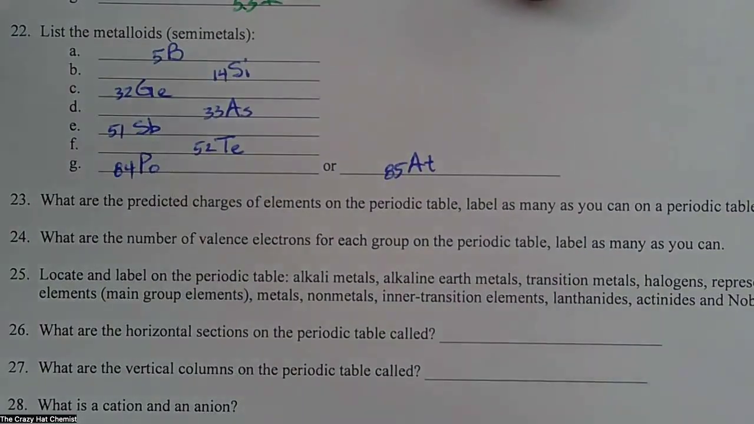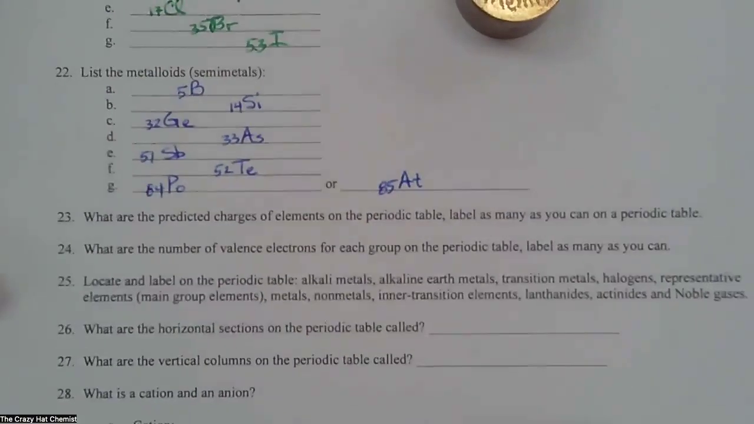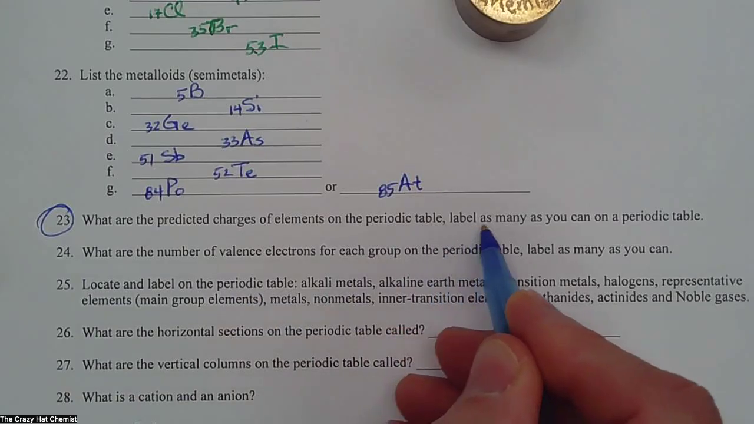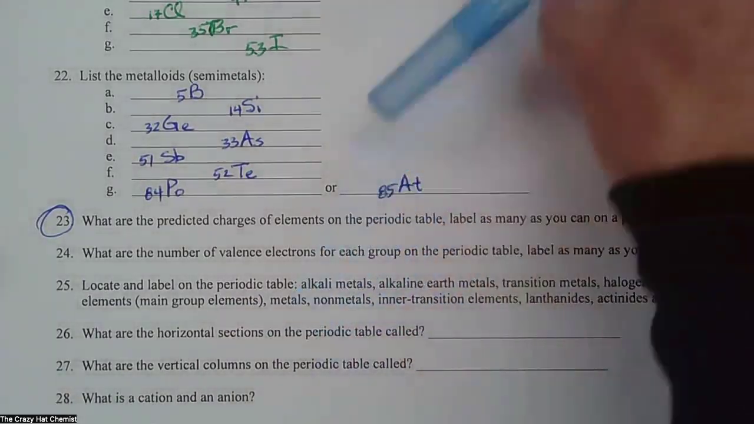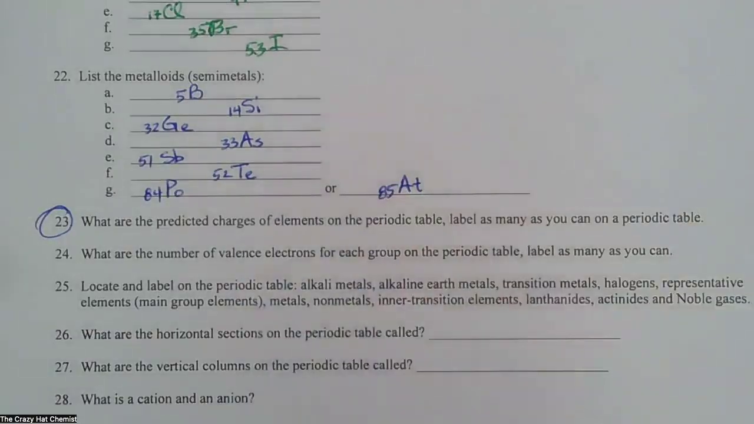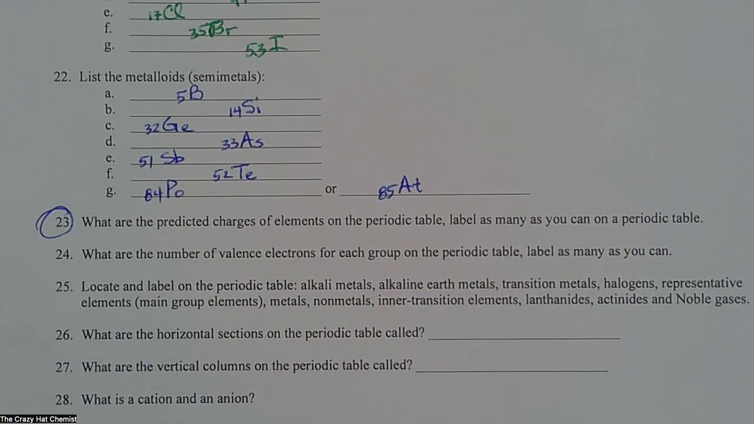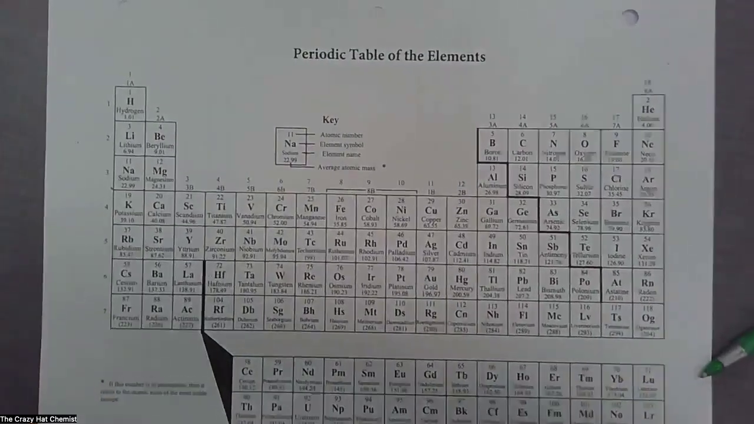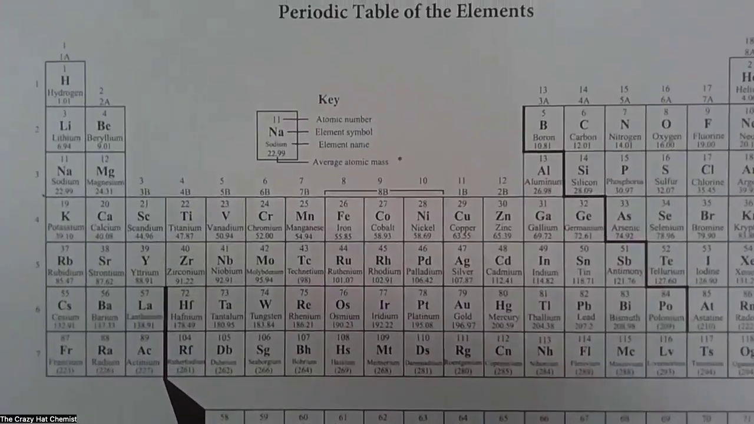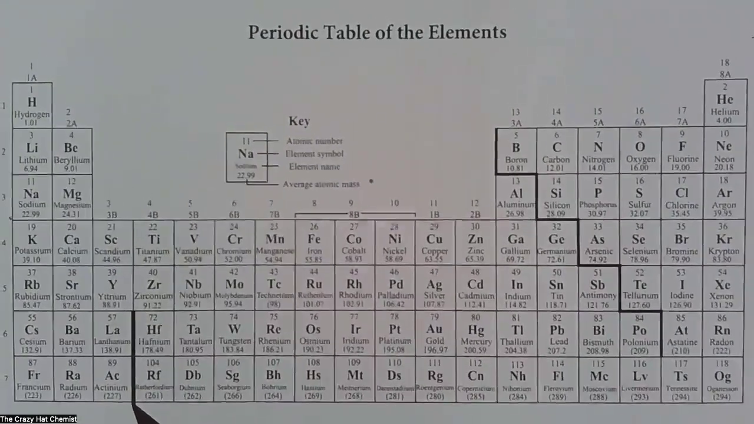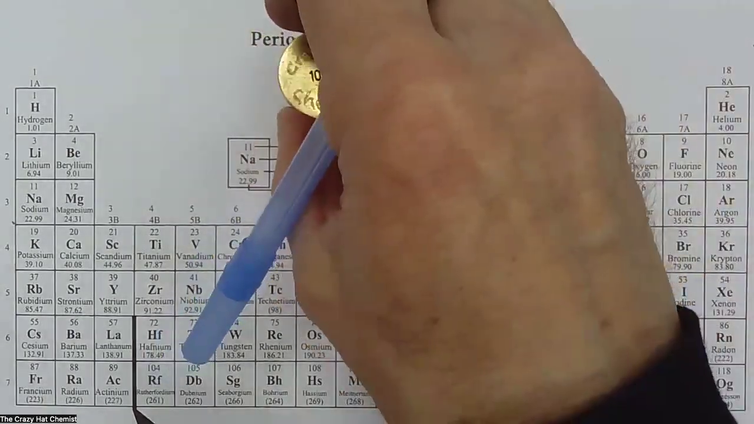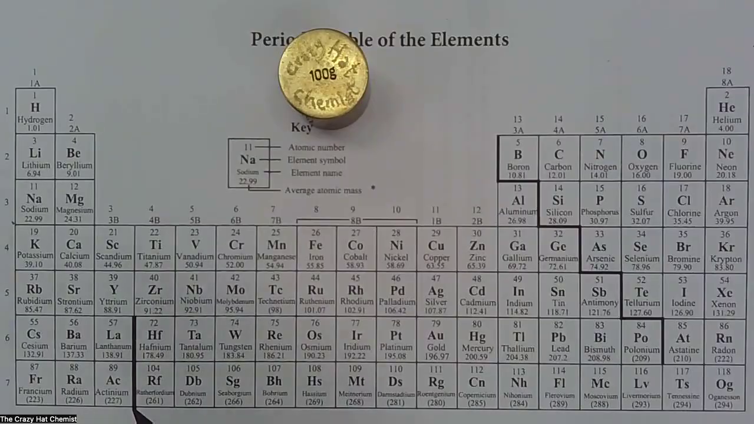All right, so the next one here, we're going to scroll this out just a bit, and we're going to say, what are the predicted charges of elements on the periodic table? Label as many as you can on the periodic table. So what are the predicted charges on the periodic table? So we're going to pull out a periodic table, and we are going to write these out. Okay, so let's make sure that you got your periodic table. It's as close as possible. Here we go. Predicted charges on the periodic table.